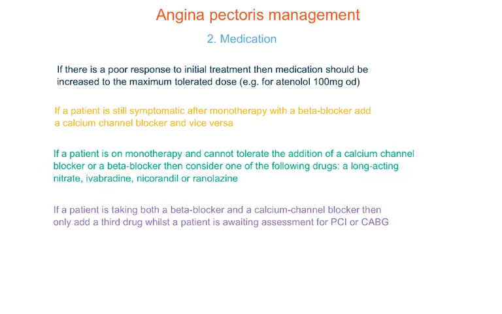If a patient is already on monotherapy and cannot tolerate the addition of a calcium channel blocker or a beta blocker, then you can consider one of the following drugs. For example, a long-acting nitrate, ivabradine, nicorandil, or ranolazine. These are some newer drug treatments in angina pectoris. If a patient is taking both a beta blocker and a calcium channel blocker, then only add a third drug while a patient is awaiting assessment for percutaneous coronary intervention or coronary artery bypass graft.